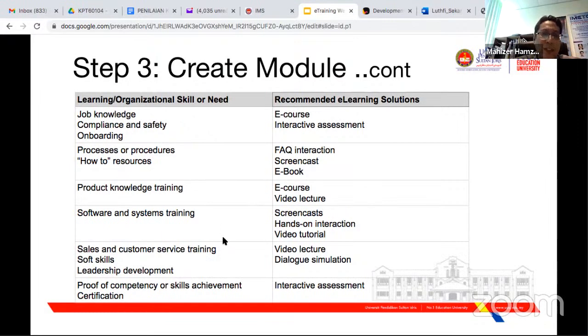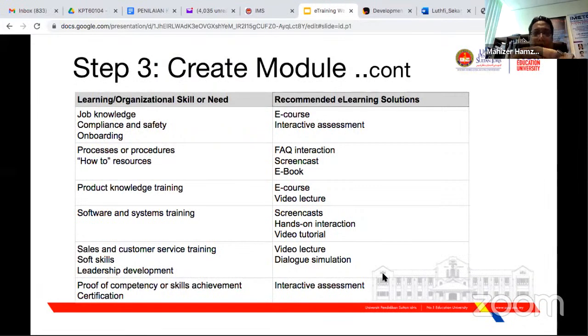An example of a learning solution: sales and customer service training, soft skill and leadership, maybe video lectures or dialogue simulation. And for proof of competency, skill achievement, certification, maybe interactive assessment. For certification, at the end you should have some sort of assessment to evaluate whether the learning objective is achieved or not. This is part of the examples. You may have a lot of examples. This is part of it.